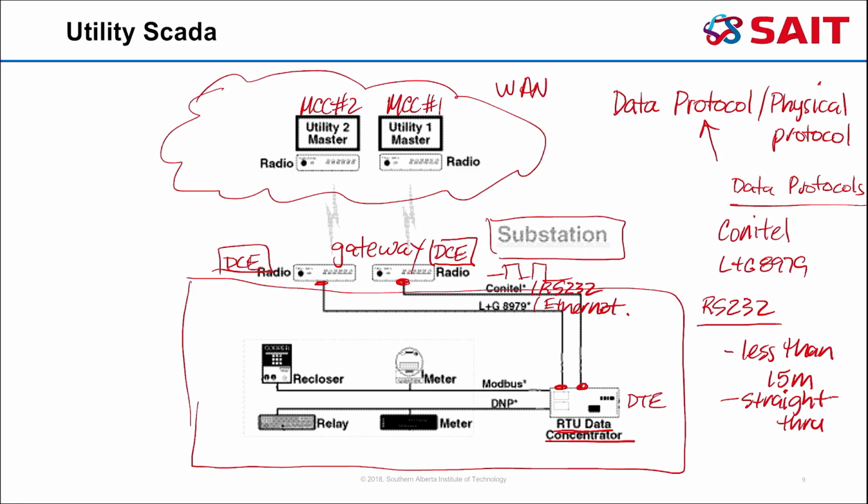So now this is our wide area network connection, right? This is what connected this RTU back to the MCC. Now, if we look at this RTU, it's taking on the name data concentrator, and I might as well talk about that right now.